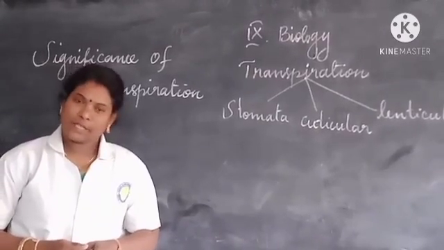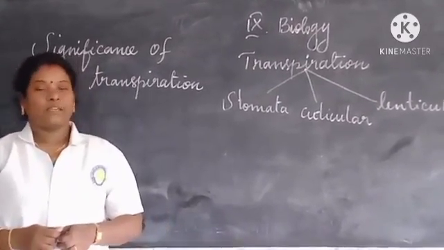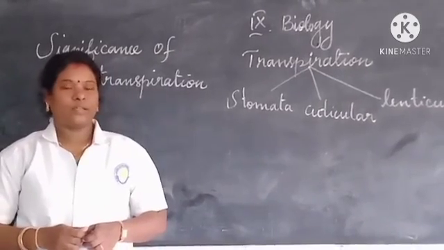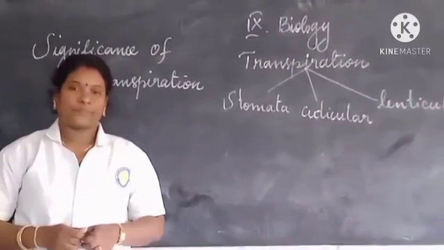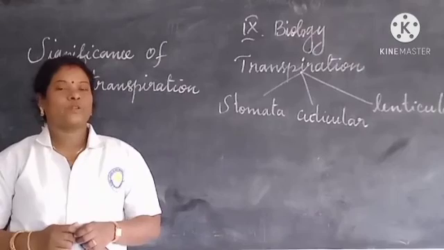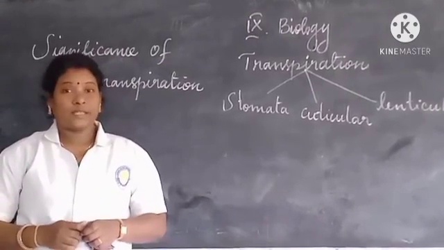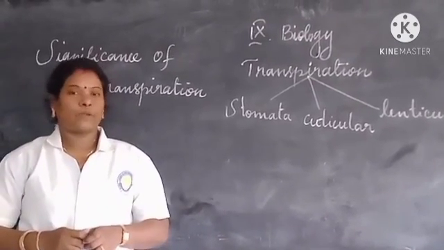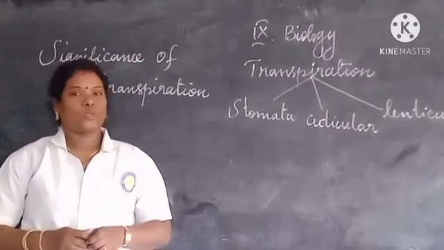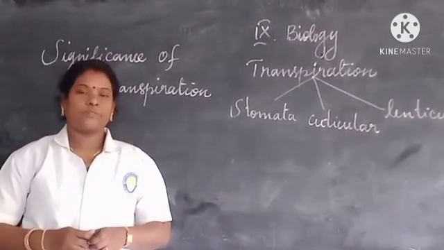Now let us see the significance of transpiration. Firstly, it creates a pull in leaf and stem. It regulates the temperature of the plant. It is necessary for the continuous supply of minerals and water. These are the significance of transpiration.